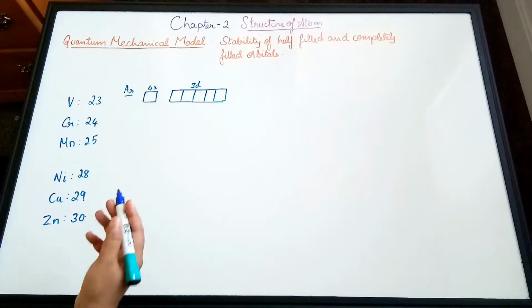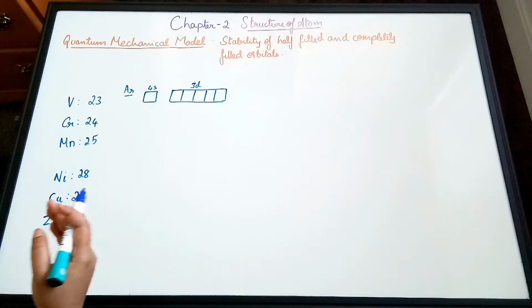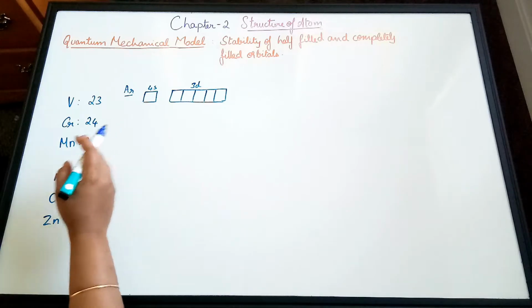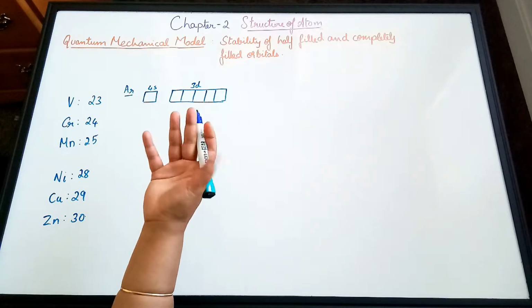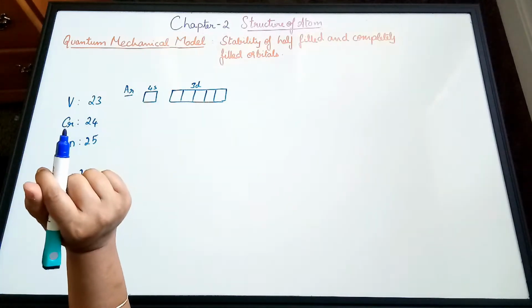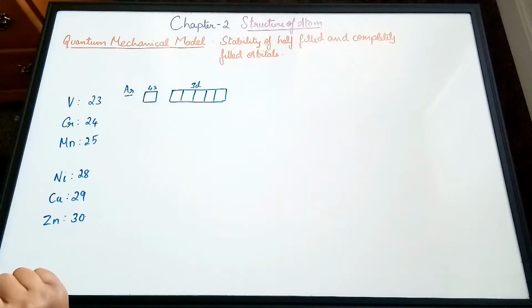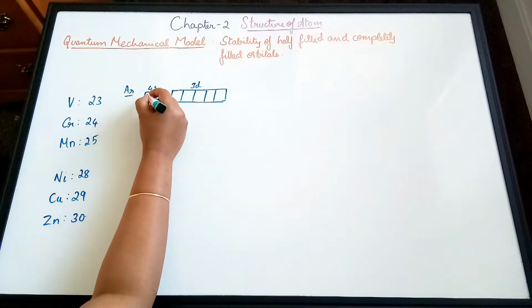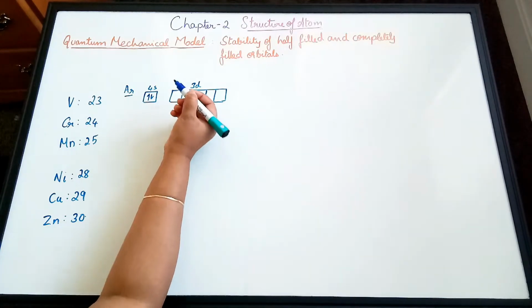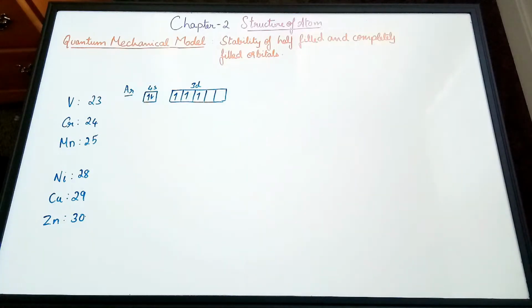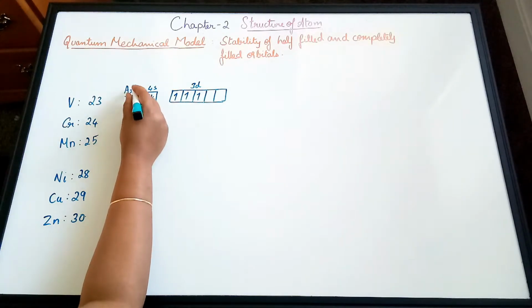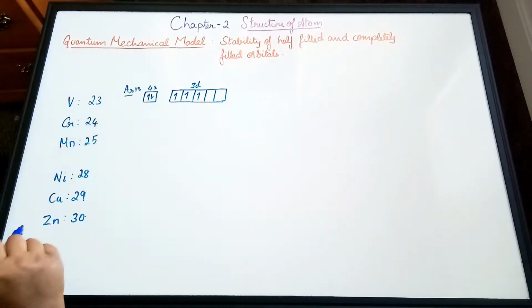The atomic number for argon is 18, so the number of electrons that have to be filled up would be counted from 18: 19, 20, 21, 22, 23. So 5 more electrons are left. The electronic configuration for vanadium would be 4s2 and 3d3. Here we had to fill in the remaining 5 electrons, which we did just now.